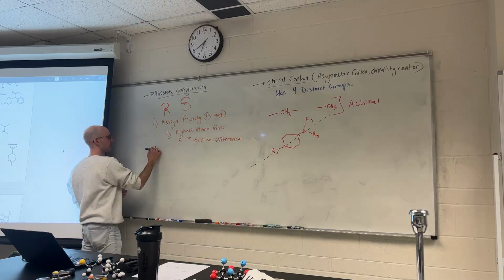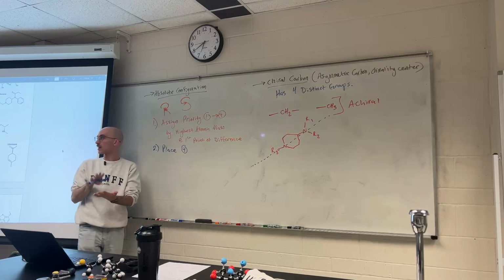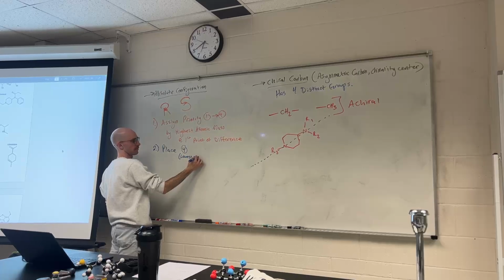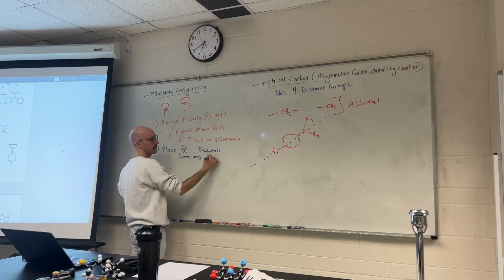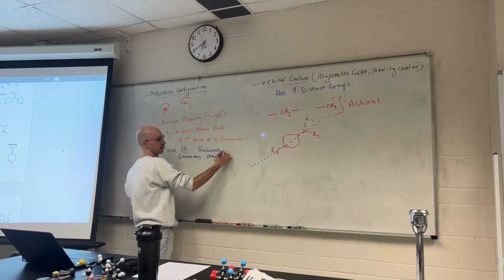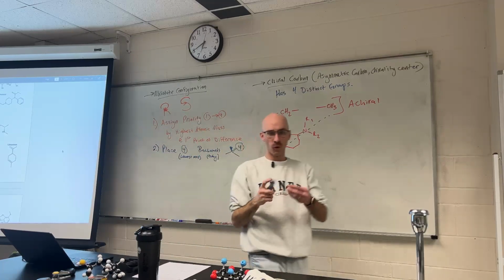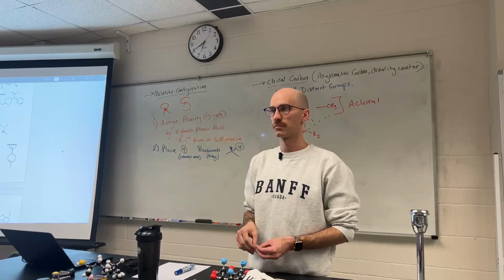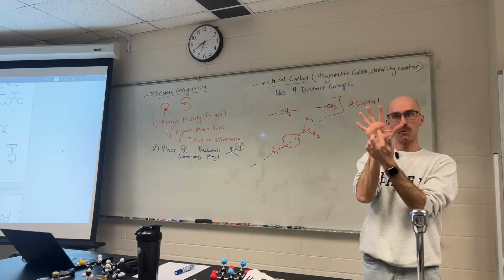Rule number 2, place priority number 4, that is the lowest atomic mass, backwards. What do I mean by backwards? I mean away, which means we'll draw this as a dash. Priority number 4 is backwards, away from you. That's, like I said, looking at your palm. That's the reference point.